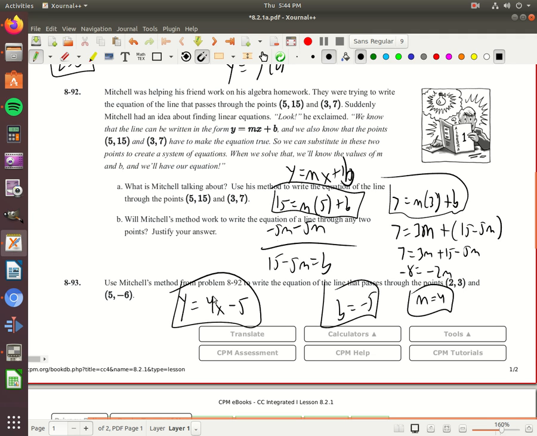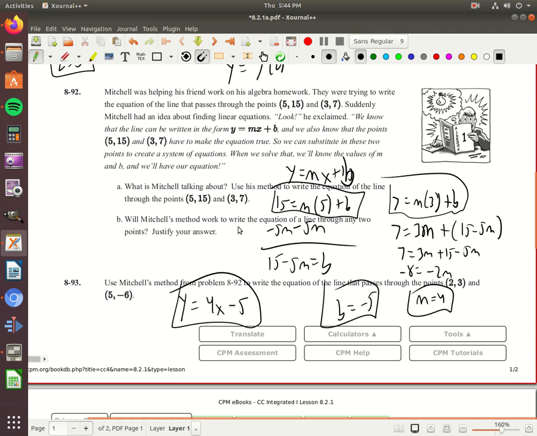I plug in 5, I get 20 minus 5 is 15. I plug in 3, I get 12 minus 5 is 7. So it did work. So I hope that makes sense. I went through that fairly quickly. And rather than go through it twice, maybe just rewind the video and reach out if you have questions.